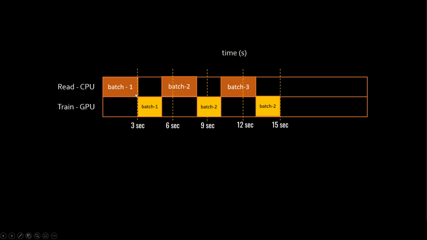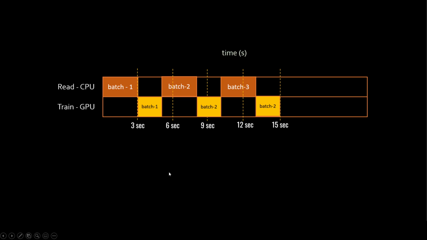Here, it took 3 seconds to read the first batch. During that time, the GPU was sitting idle, by the way. It was not doing anything. Then it took 2 seconds to train it. Then you read the second batch. So the CPU is reading the second batch and it takes 3 seconds. Overall, let's say if there are 3 batches, it will take 15 seconds.